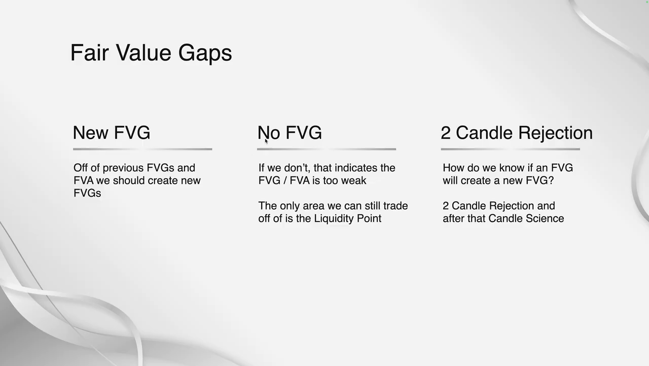Then if something happens and we do not create a new fair value gap, if we don't, that indicates that the fair value gap or the fair value area is too weak. The only area we can still trade off of is the liquidity point right there. How do we know if an FVG will create a new fair value gap? On the right side, the 2 candle rejection. That is how we will know if a fair value gap will create a new fair value gap. So the 2 candle rejection, after that, candle signs. So what those 3 options look like is exactly what we're going to go over right now.